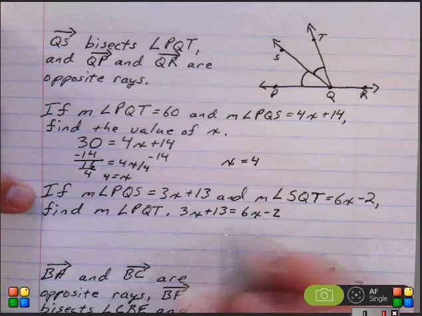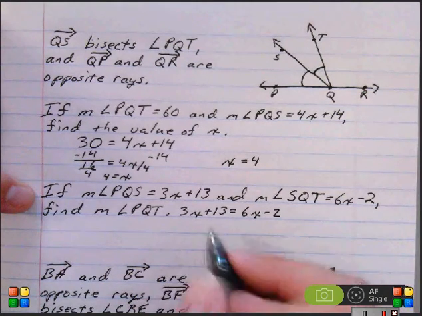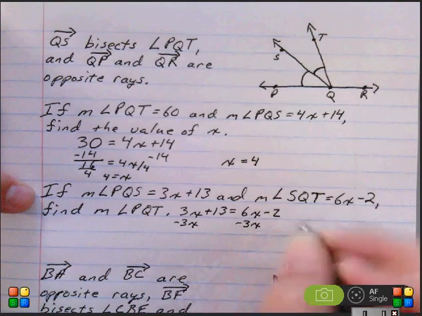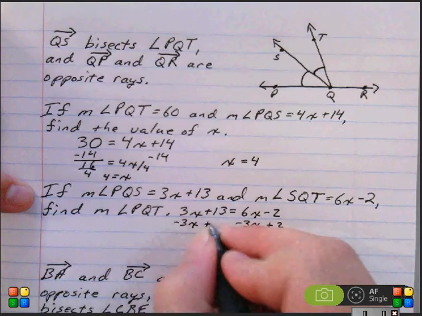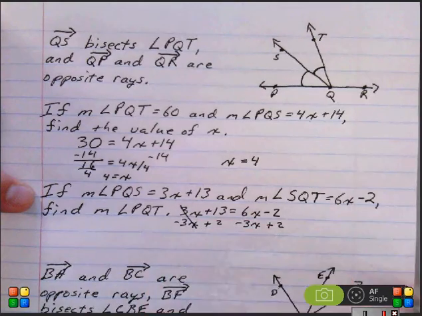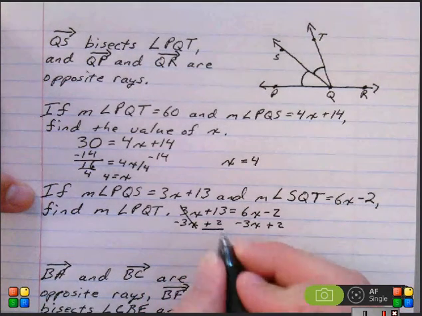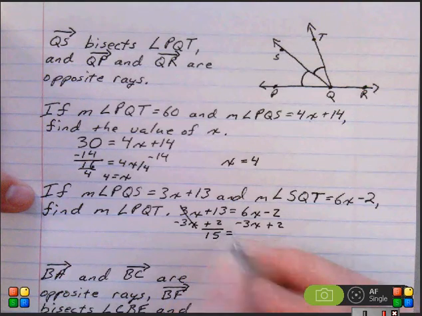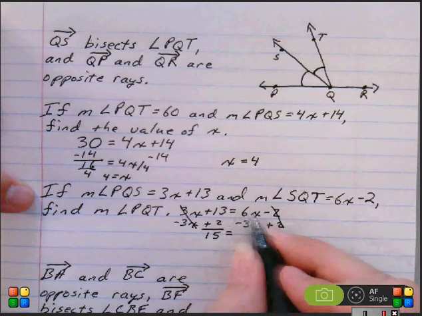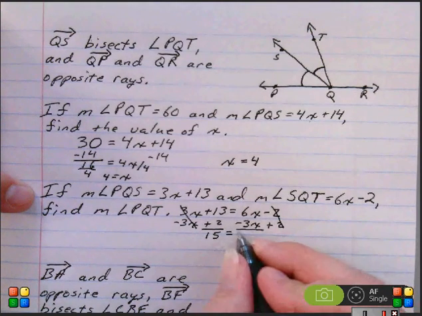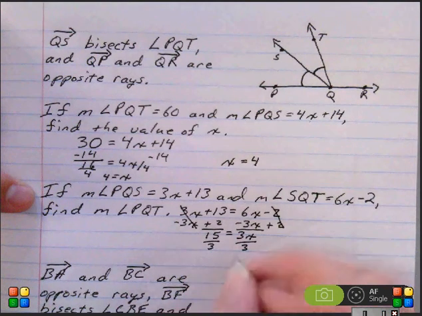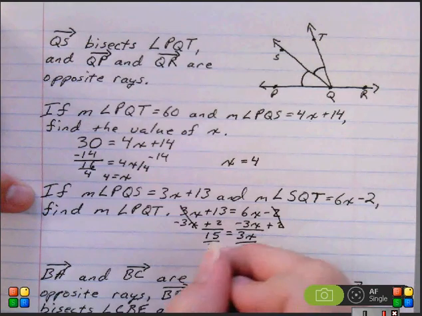And then I'm going to solve, so I'm going to get all of my variables on one side and all of my constants on the other. So subtract 3x, and I'm going to add 2, because I want to move my variables to the right, my constants to the left. 3x minus 3x, those are gone. 13 plus 2 is 15, equals. My minus 2 and plus 2, those go away. I have 6x minus 3x. I'm left with 3x. And then I'm going to divide by 3. So I get x equals 5.